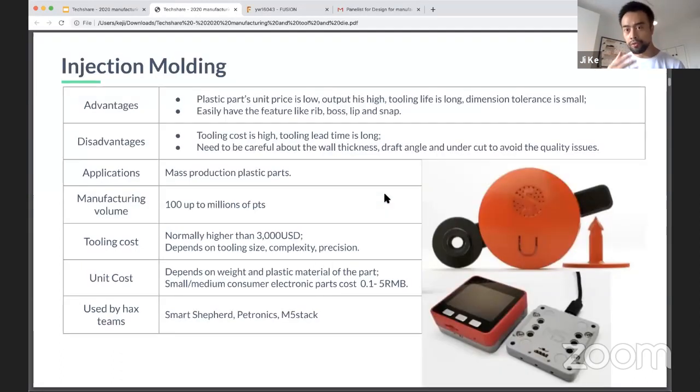I will just go over some of the tooling methods that our startups employed, and then the pros and cons of each of them. To start, of course, injection molding. A lot of startups, when they approach HAX at an early stage before they have funding, are very worried about tooling cost. And when you talk about tooling costs, really the big thing is injection molding.